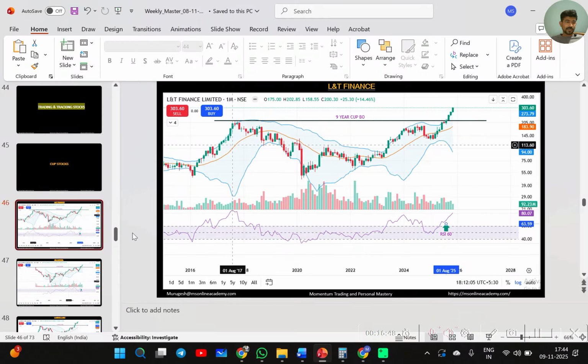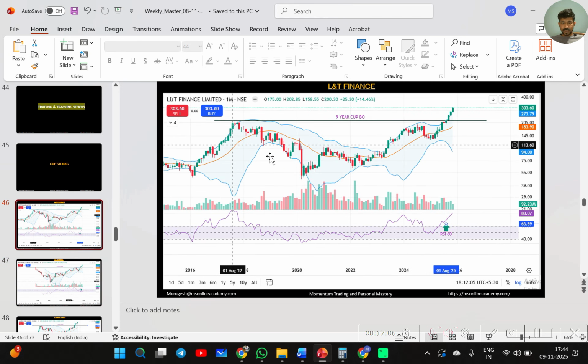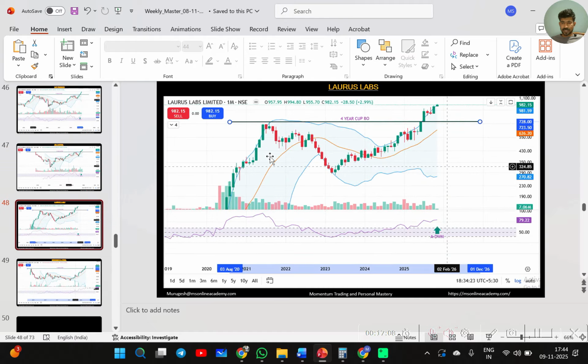Okay, it gave 10% more last Friday. So we know when this kind of opportunity will appear in the market, but we have to be ready with our basket of stocks, right? AB Capital, it's a cup pattern breakout. Okay, one is LTF, cup pattern, and Laurus Labs.